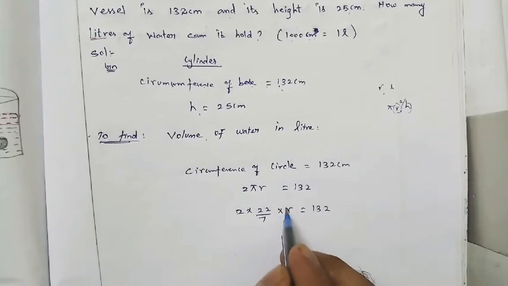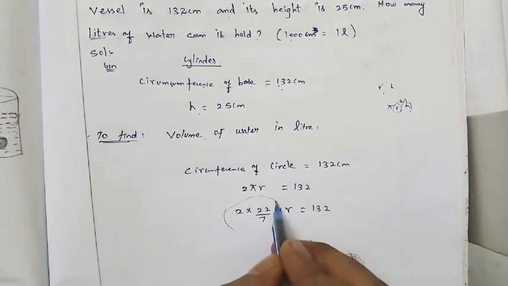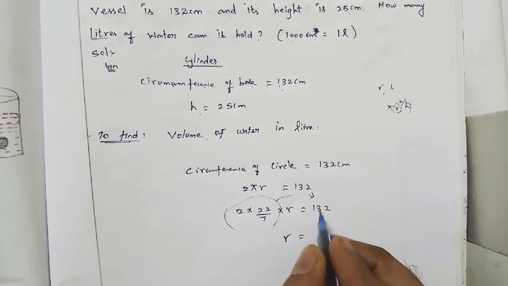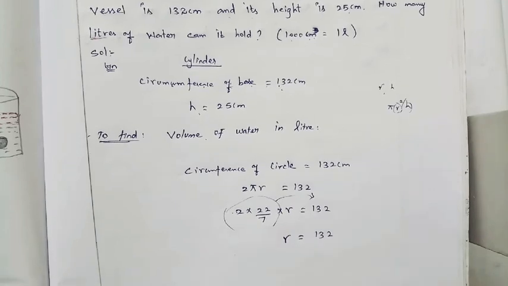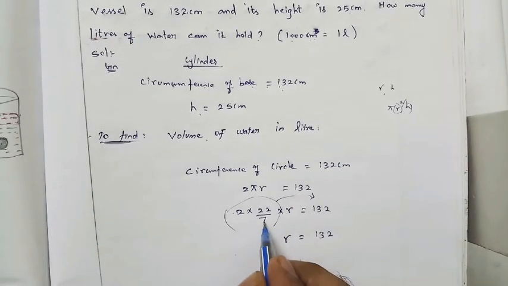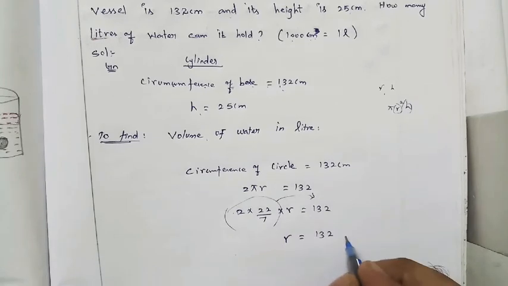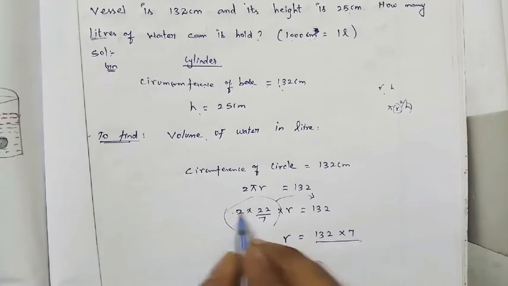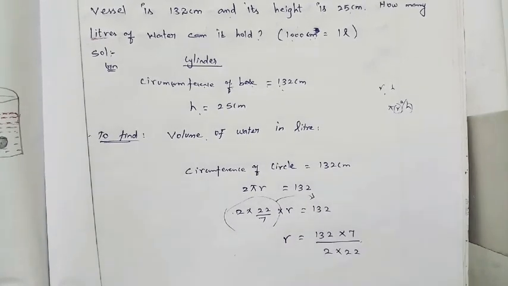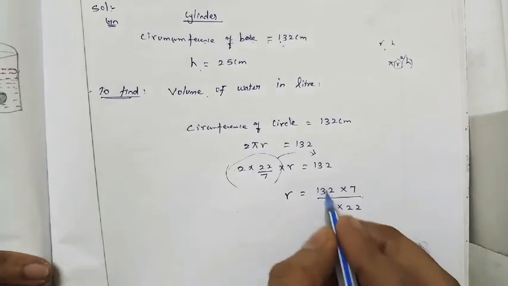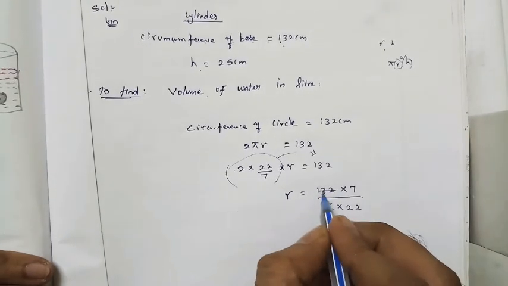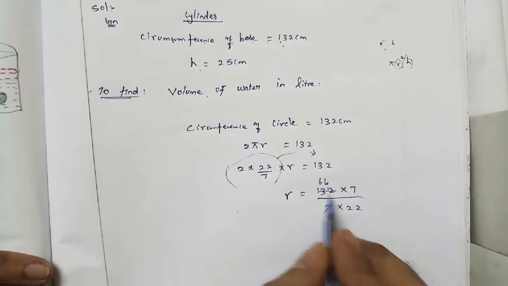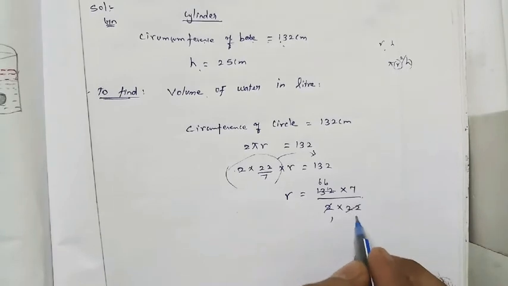Keep r alone on the LHS. Remaining all you can take to the RHS. The numerator goes to the denominator and the denominator goes to the numerator. So r is equal to 132, already on the RHS, and 7, which is in the denominator, goes to the numerator, so divide becomes multiply: into 7 divided by 2 into 22. Now simplify. 2 sixes are 12, so 66. And 22 table, both are 22 table, so 1 times and 3 times.